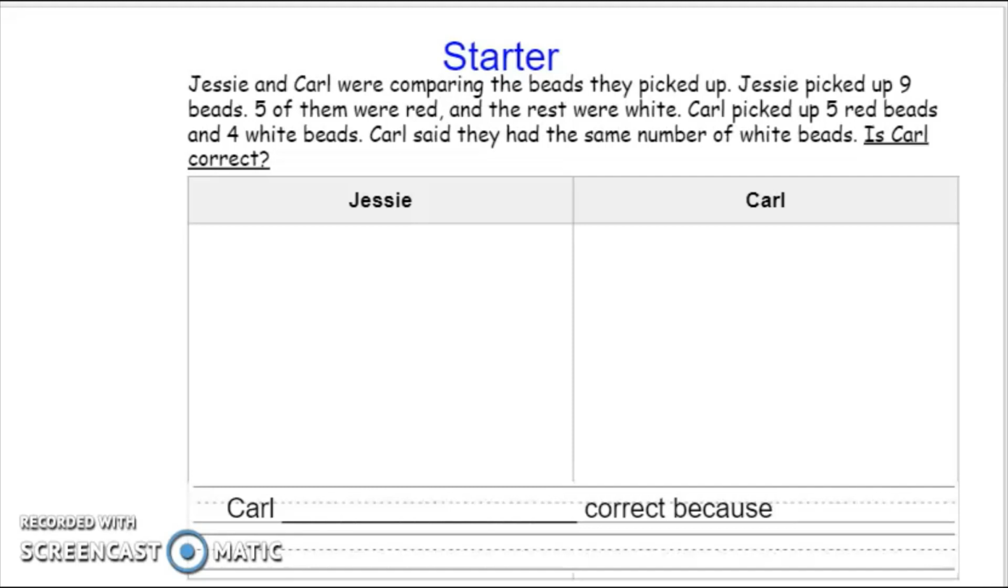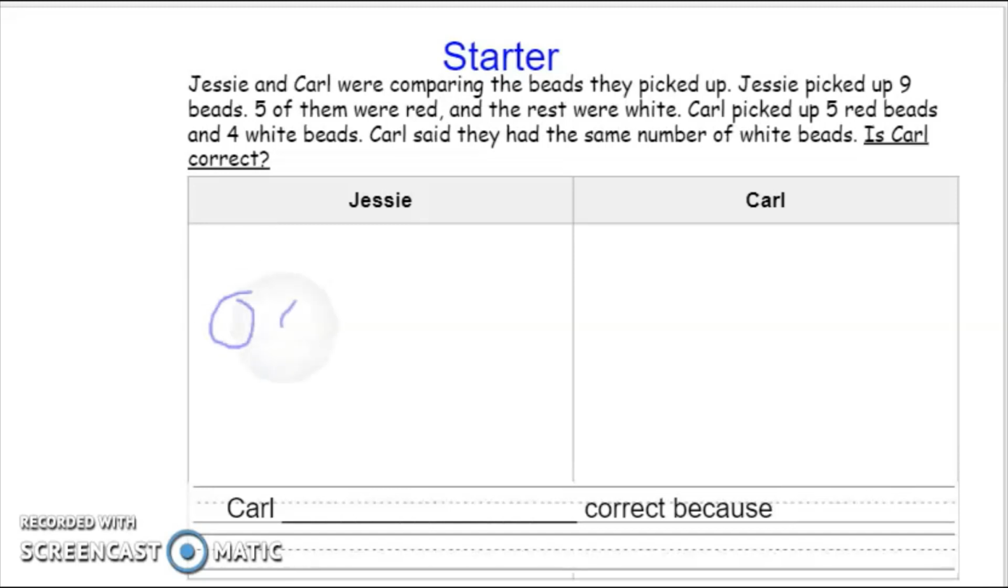Remember, my friends, as great mathematicians, we always go back and reread the problem, so let's do that. Jesse and Carl were comparing the beads they picked up. Jesse picked up 9 beads. 5 of them were red, and the rest were white. So let's work on Jesse's side first. We know that Jesse picked up 9 beads. I'm going to draw 9 beads.